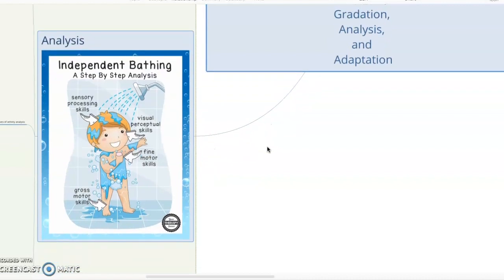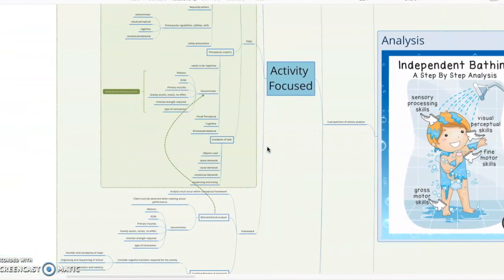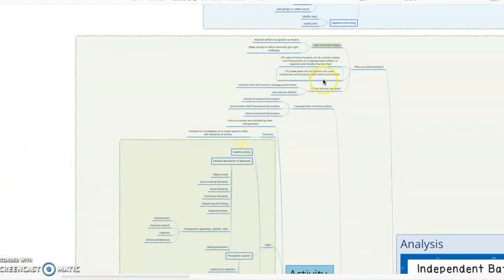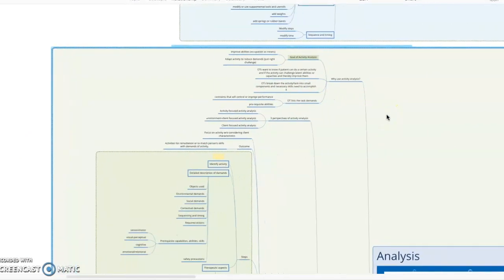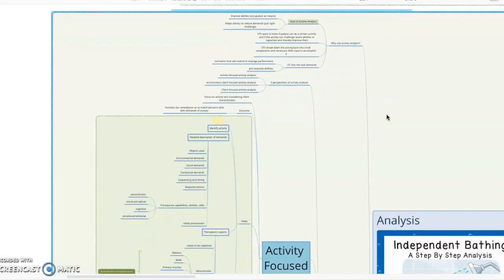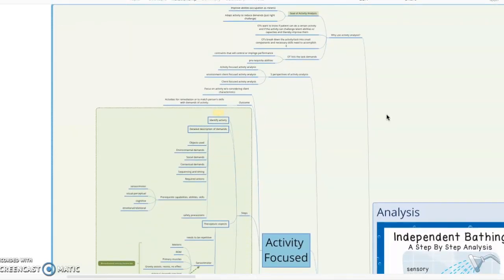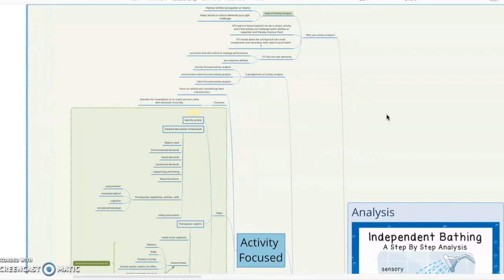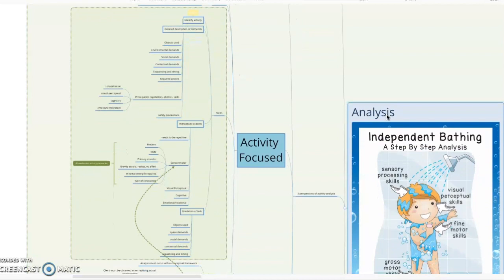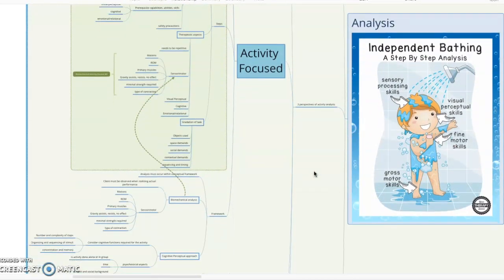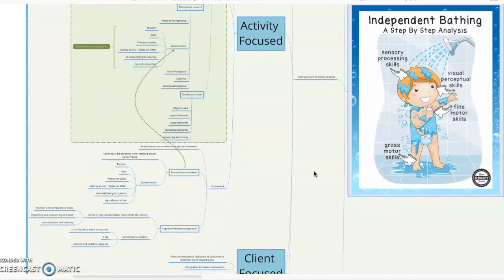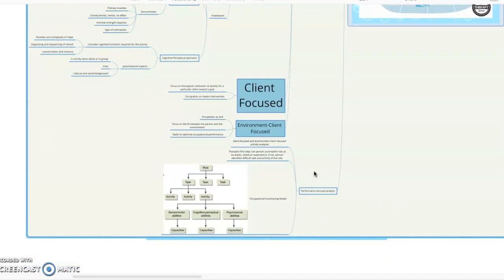And then next we go to analysis, which is an essential role of an occupational therapist. Why we use activity analysis goes back to all of those assignments we had throughout school where we would break things down into their components. And then activity-focused analysis. So this really breaks it down. It goes very in-depth, which is very helpful. And then client-focused.